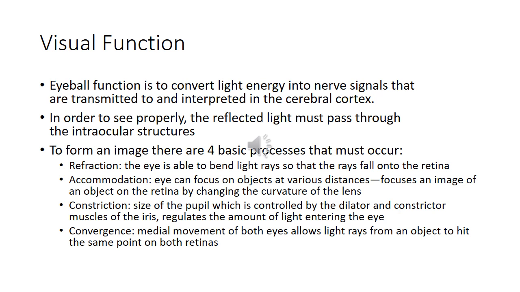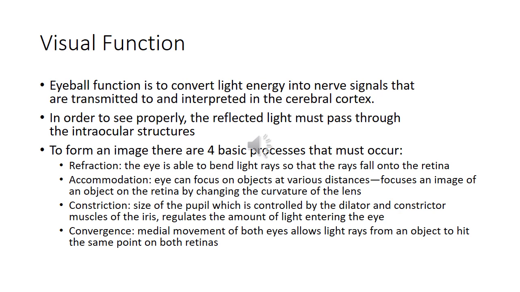The function of the eyeball is to convert light energy into nerve signals that are then transmitted to and interpreted in the cerebral cortex. In order for this to occur properly, the reflected light must pass through the intraocular structures. There are four basic processes that occur to form an image. The first is refraction, the second is accommodation, the third is constriction, and the fourth is convergence.